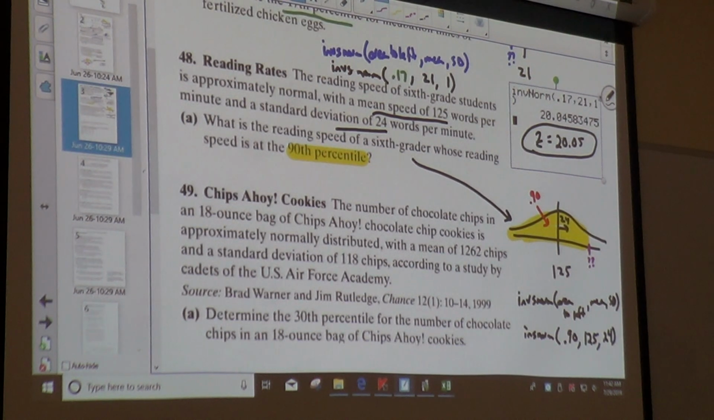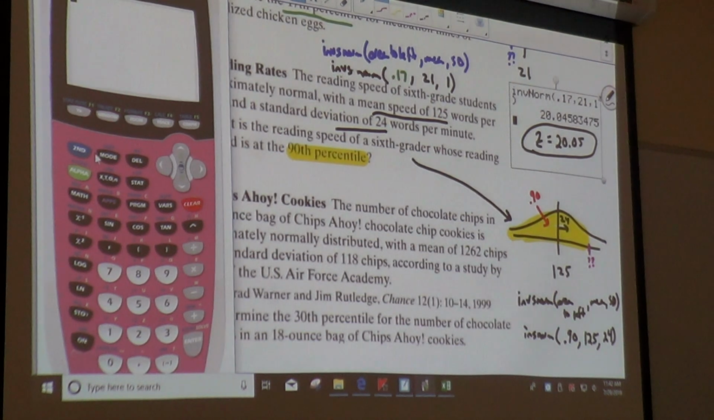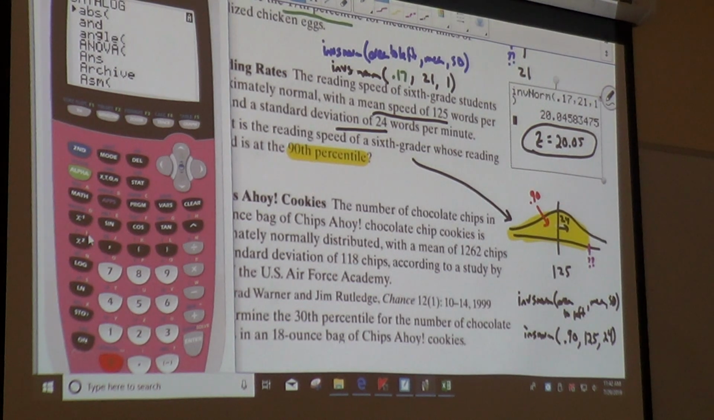24. And again, if you get on your test and you're like, holy crap, I can't remember where inverse norm is, I go second catalog. Inverse norm starts with an I, so I find the button that has an I on it, and then all I have to do is scroll down just a little bit until I find inverse norm. Right there. And once I get beside it, I just hit enter. 0.9, 125, and then 24.